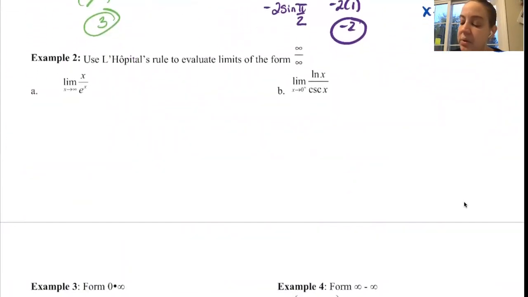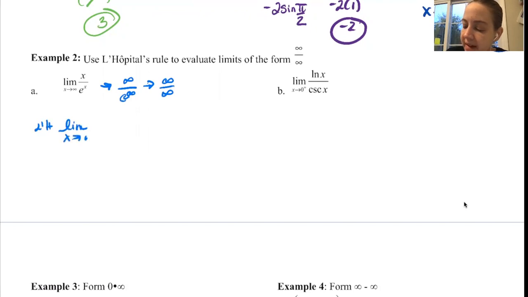So example 2, use L'Hopital's rule to evaluate the limits of the form infinity over infinity. So we just chatted about infinity over infinity also being indeterminate. You want to check infinity, e to the infinity is really still just infinity. Don't use equal signs here because infinity over infinity is not a number. But this is indeterminate, so we are allowed to use L'Hopital.